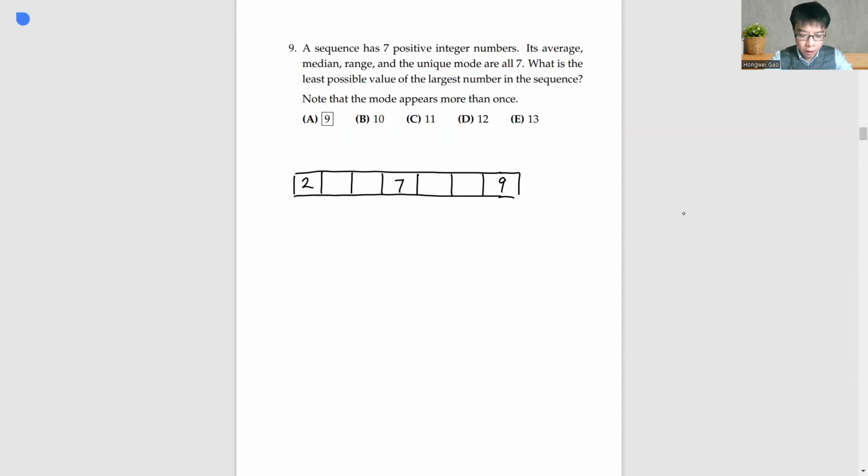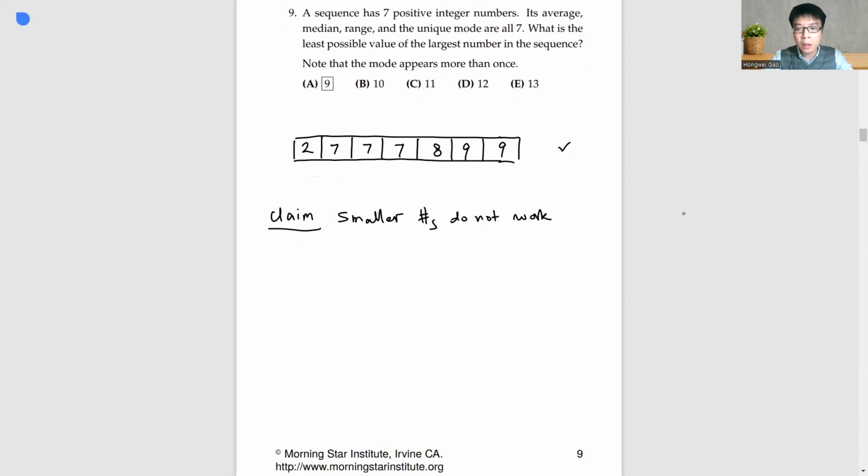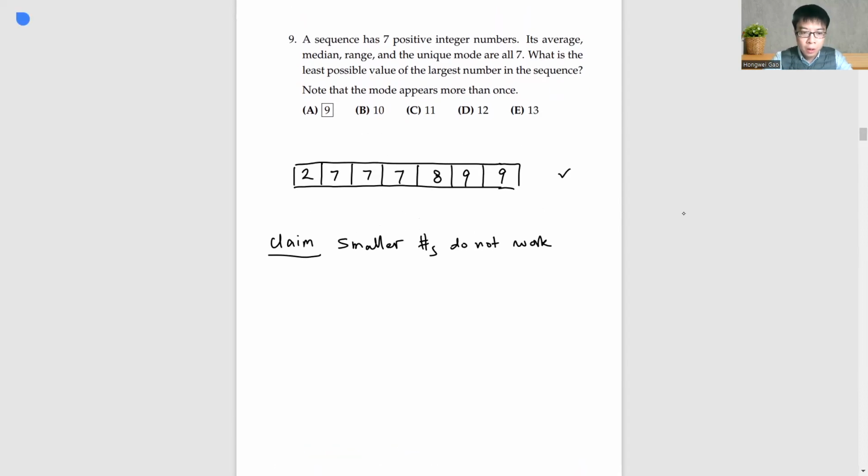Now let me fill in the missing numbers. This here is 7, 7. Here's 8, 9. So 7 is the unique mode. The sum is 49, so the average is 7. So it works. So we also claim that smaller numbers do not work. Smaller numbers do not work by a very basic argument based on the average.